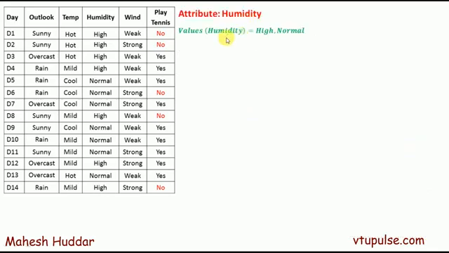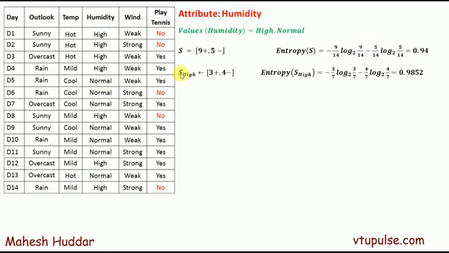Similarly, we need to calculate the gain for the next attribute, that is humidity. I think there are 2 possibilities for humidity. One is high and another one is normal. The entropy of the entire data set is 0.94. S high is appearing 7 times. Out of that, 3 are positive and 4 are negative. So the entropy is 0.9852. Similarly, S normal is appearing 7 times again. 6 are positive, 1 is negative. So the entropy of S normal is equivalent to 0.5916.